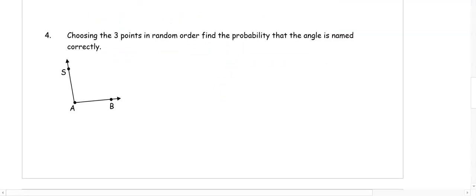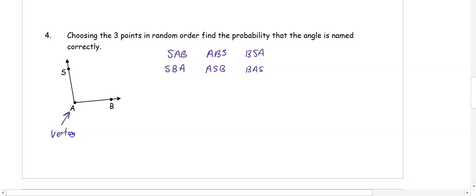In number 4, choosing 3 points at random, find the probability that the angle is named correctly. So first I want to find my possibilities. I could name it SAB, SBA, ABS, ASB, BSA, and BAS. So those are the 6 possibilities that I could rearrange those 3 letters. Now, if we have an angle like this, A is the vertex, so it must be in the middle of the name. So we have 2 possibilities that work out of the 6, which reduces to 1/3.